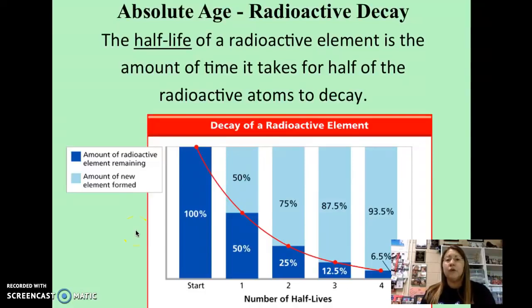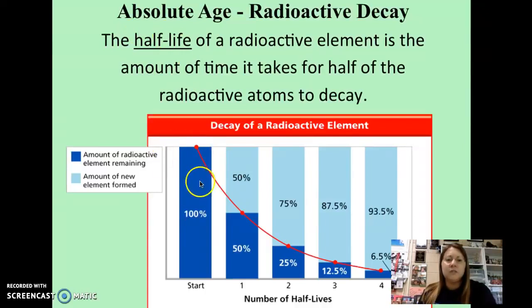So as we're talking about absolute age and determining the age of rocks and fossils, we're looking at radioactive material, so the atoms that are left in an element that have not decayed yet and are still radioactive. So you have this beautiful little graph here that's looking at the decay of a radioactive element. So we start out with this blue section here, which is the amount of the radioactive element that you have, and the light blue is the amount of the new element that is formed as that radioactive element is decaying, as it's breaking down. So as we look at the half-life, just think of half as half, is 50%.